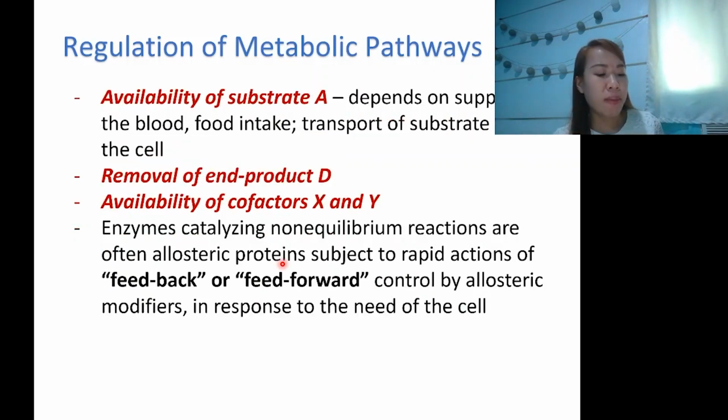So now we talk about the availability of substrate A. It will depend on the supply from the blood, from the food intake, and the transport of this substrate A into the cell. Since this is where the reaction will start, it has to be made available in the blood, whether through your food intake, and it has to be transported. So if there's a problem in supply and a problem in transport, then there will be a problem in the availability of our substrate. Next important thing in regulation is the removal of end product D. It has to be used in order for it not to accumulate.